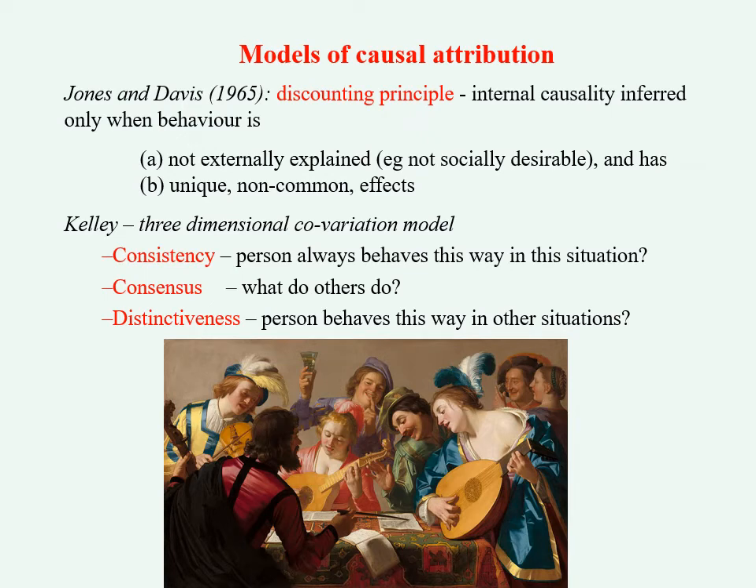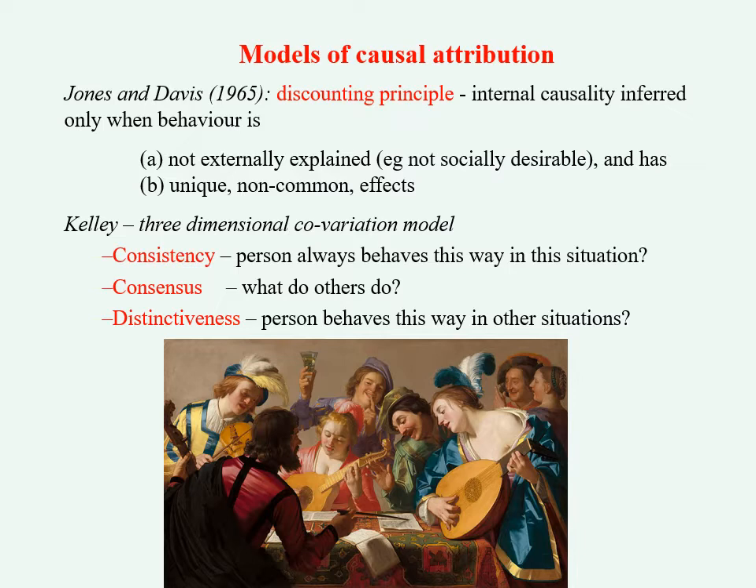Now, attribution theories progressed to develop more and more sophisticated models trying to understand how humans make sense of causality. Jones and Davis in 1965 put forward the discounting principle. The discounting principle says that internal causality can only be inferred when an observed behavior, A, cannot be explained externally, for example, it's not socially desirable or expected, and secondly, has unique non-common effects. When those two conditions prevail, you are more likely to infer internal rather than external causation.